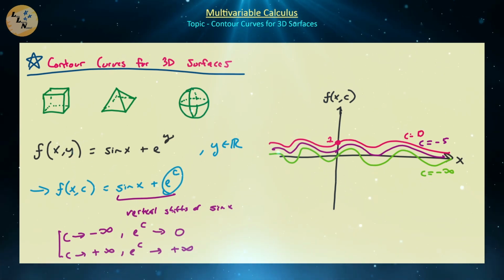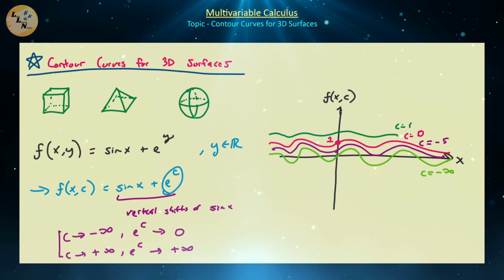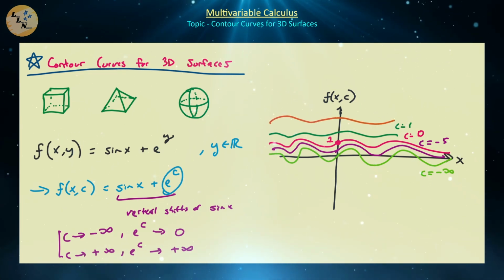Now, as c gets bigger than 0, if you do incremental increases of c, for example, if this is c equal to 1, then the distance between c equal to 1 and c equal to 2 is going to be a little bit bigger, because the gap is going to be exponentially increasing, right? So that's pretty much how we can visualize what's going on in different two-dimensional perspectives of this three-dimensional surface.